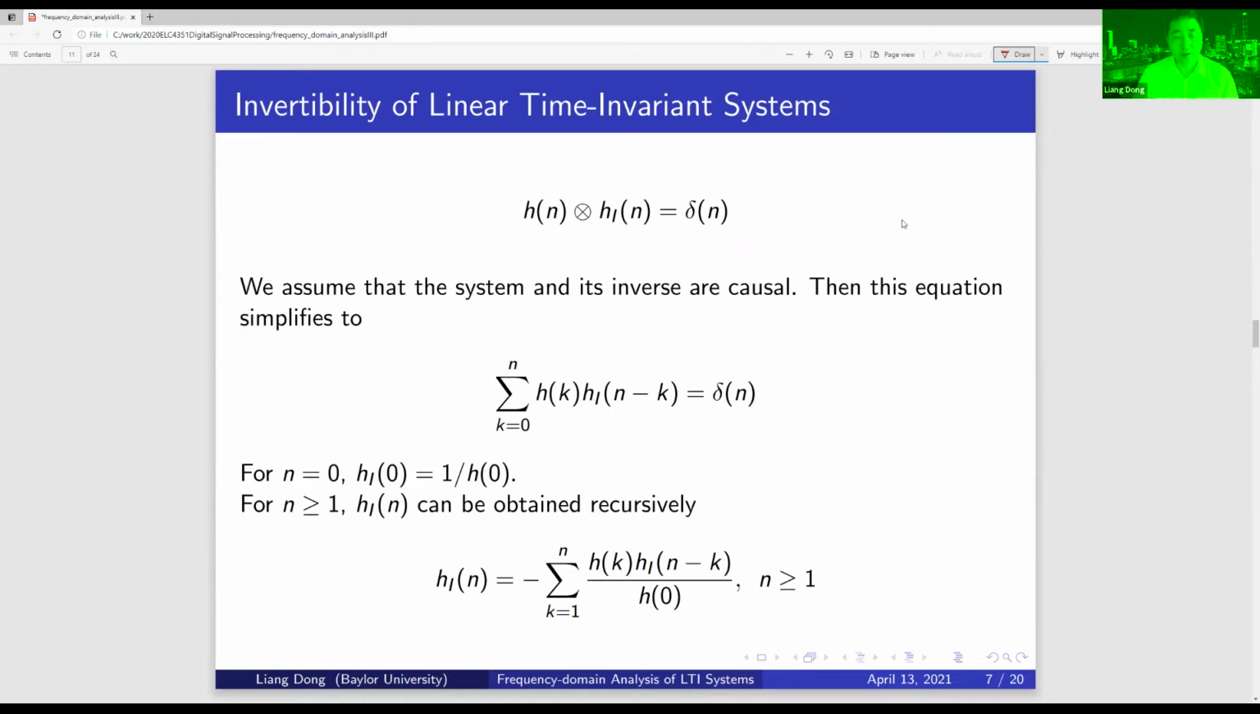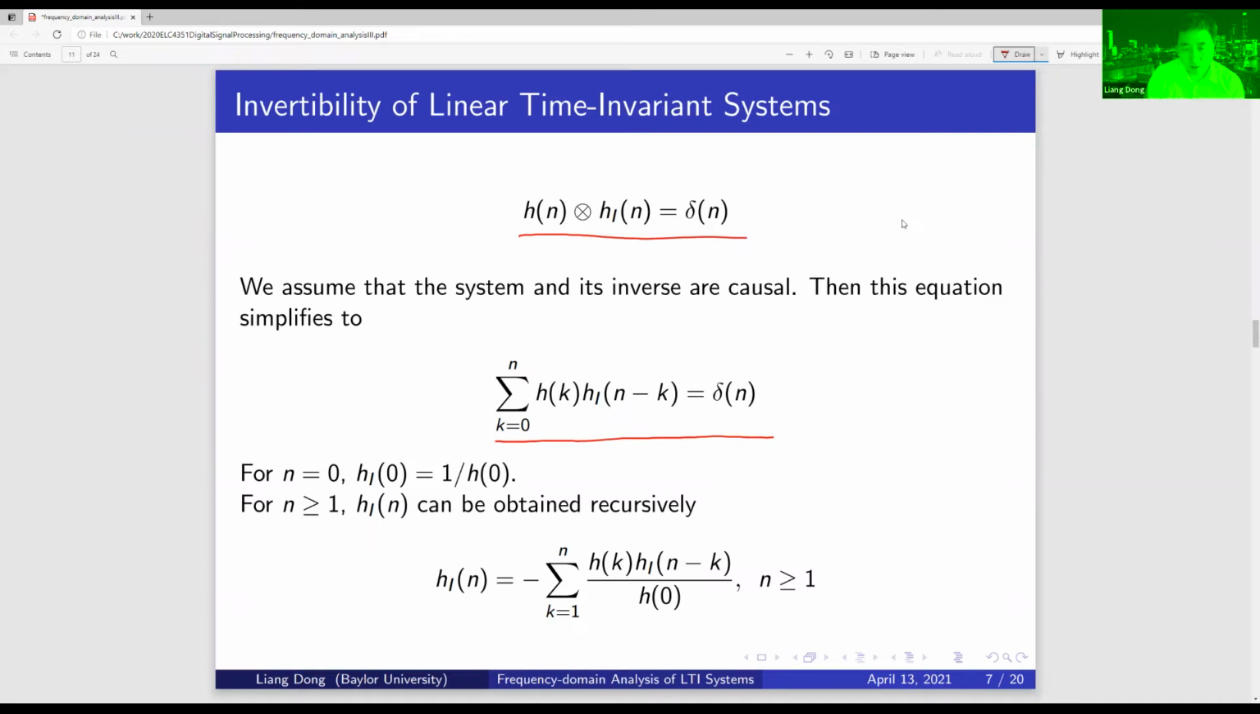In the time domain, we have this expression. The convolution of h and h sub I is the delta function. We assume the system and its inverse are causal. For any practical system, it's a causal system. A causal system is not defined when n is less than 0. Then this equation simplifies to that. It's either not defined, or when time is less than 0, everything is 0.